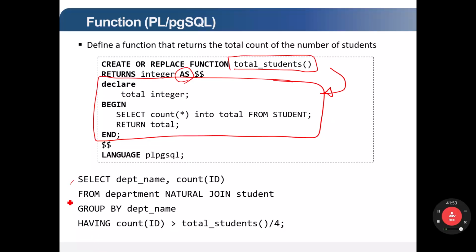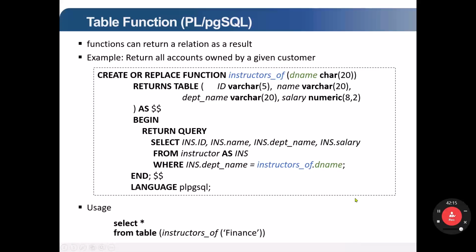So here in the following statement, we use this total student function. This is a string renamed for this function definition. Okay. Let's look at a little more complicated example.